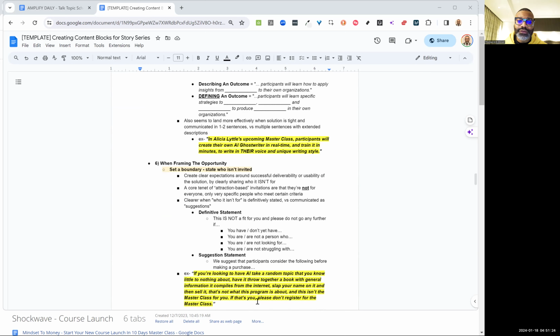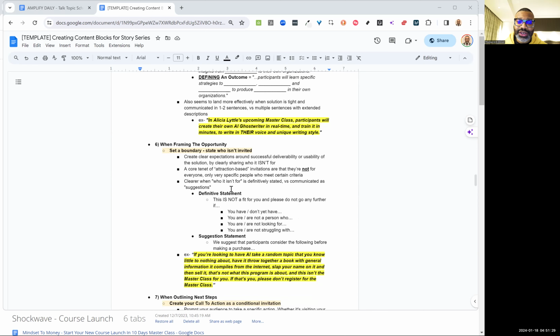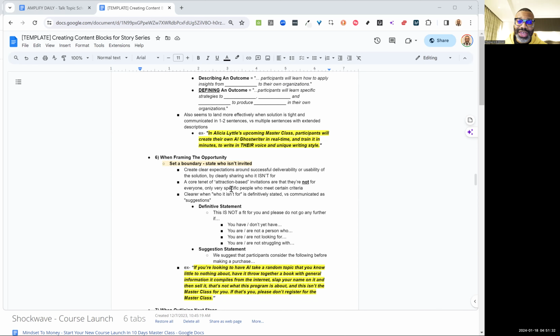Step 6, when framing the opportunity, we're going to set a boundary and we're going to state who actually isn't invited as our way of framing this opportunity. We create clear expectations around successful deliverability or usability of the solution by clearly sharing who it isn't for. A core tenet of attraction-based invitations, and this is what I specialize in, attraction-based marketing and sales, a core tenet is that they're not for everyone. By design, if it's going to be something that people want, you've got to tell them, well, this may not be for you. Oh, wait a minute. Well, who is it for then?